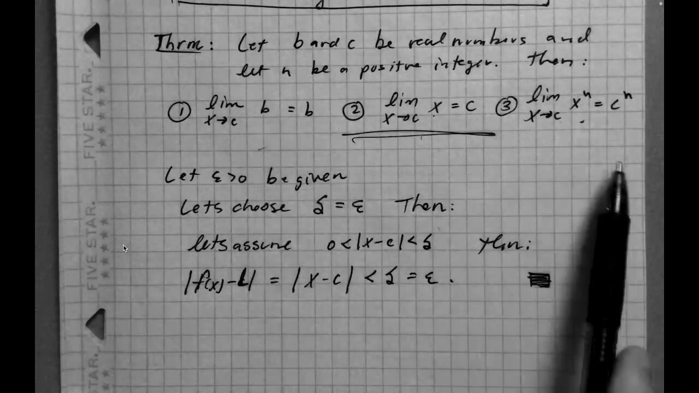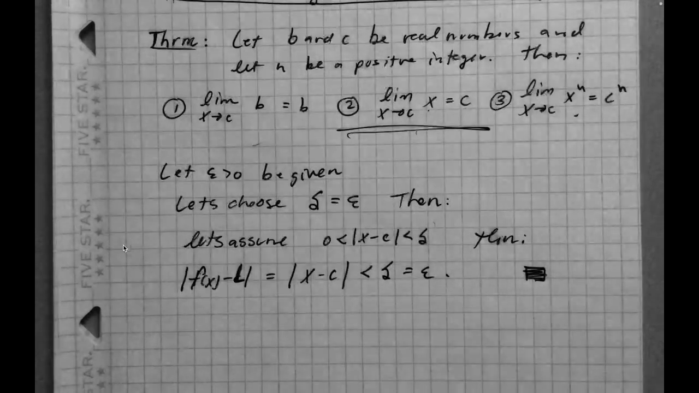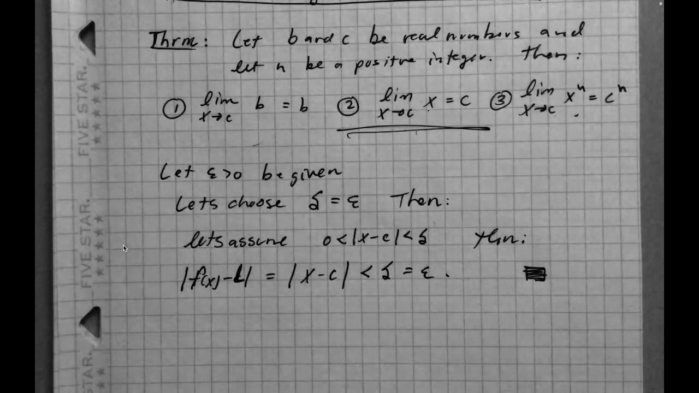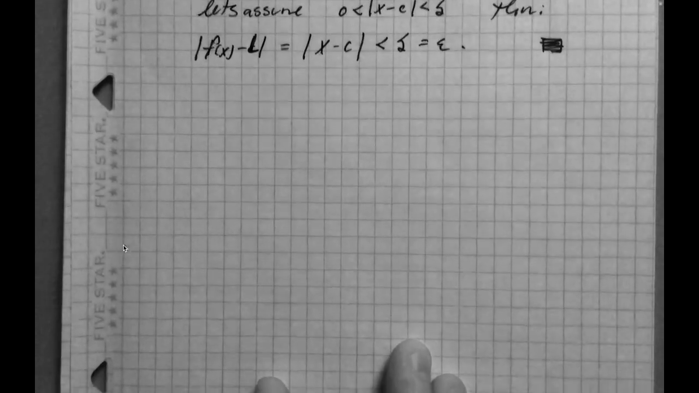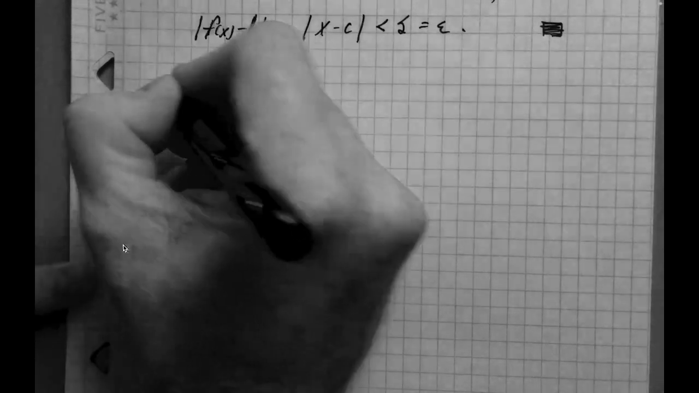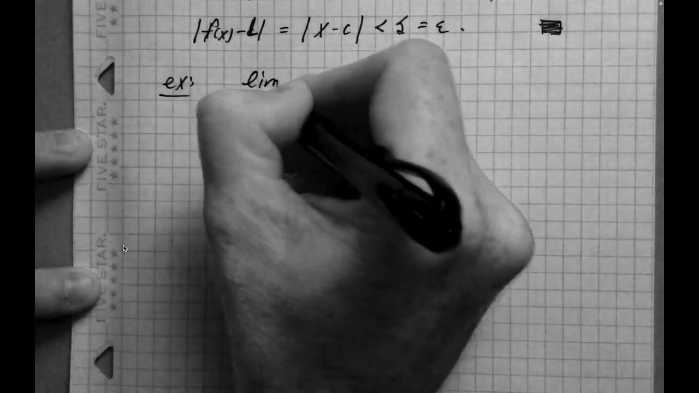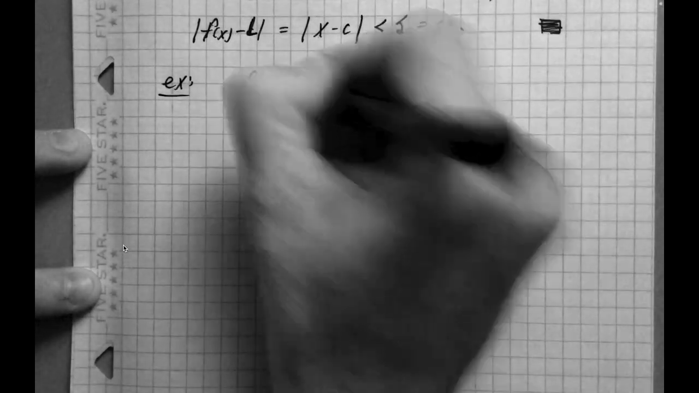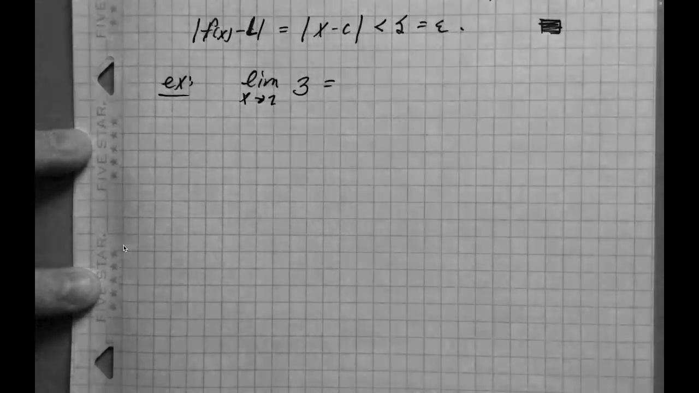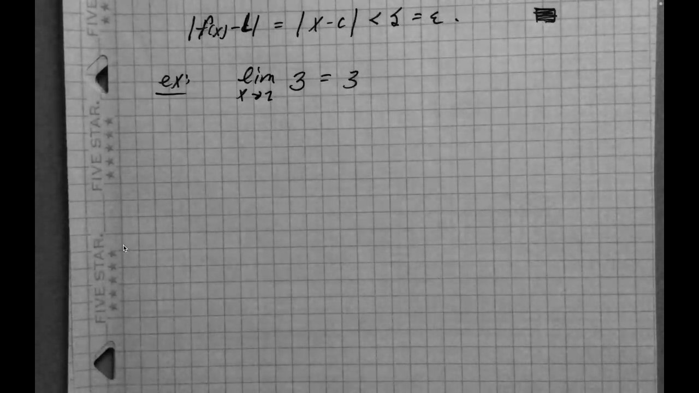very trivial. This one might be a little more involved, but I would recommend giving it a try if you feel so inclined. Let's take a look at an example just to make sure that we're clear on what we're talking about here. Very simple. So this is basically saying that the limit as x approaches 2, for example, of the function 3. Well, what's that equal to? It's equal to 3. The value of the function is always 3.